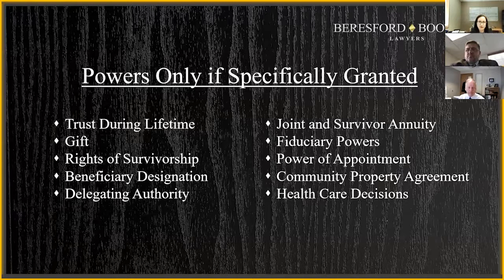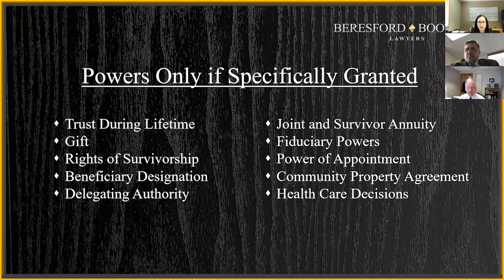The rest of them tend to be in the financial area, and these are things like a trust during your lifetime, an inter vivos trust, otherwise known as one that's created during your lifetime. There, the state says that if you want someone to have the power to create one, or revoke an existing one, or amend an existing trust for you, you have to specifically provide for it in your document. Same thing with gifts. The ability of your attorney in fact to make gifts of any kind does not exist unless that language is in the document.